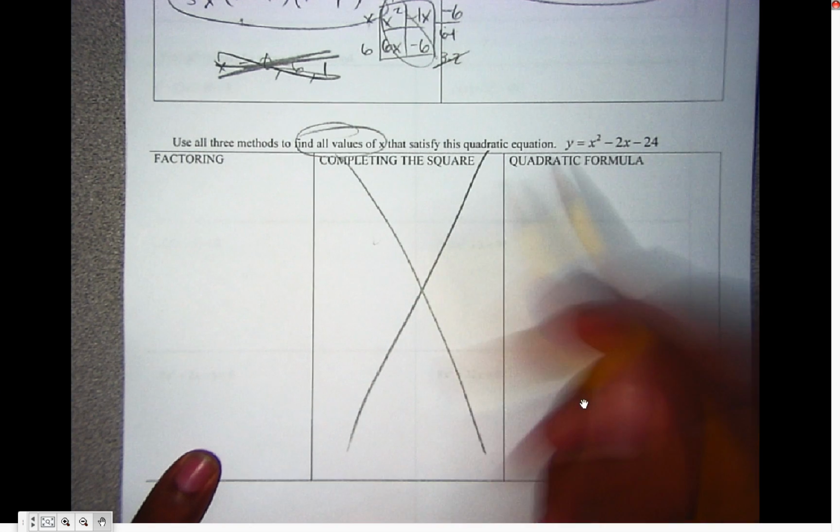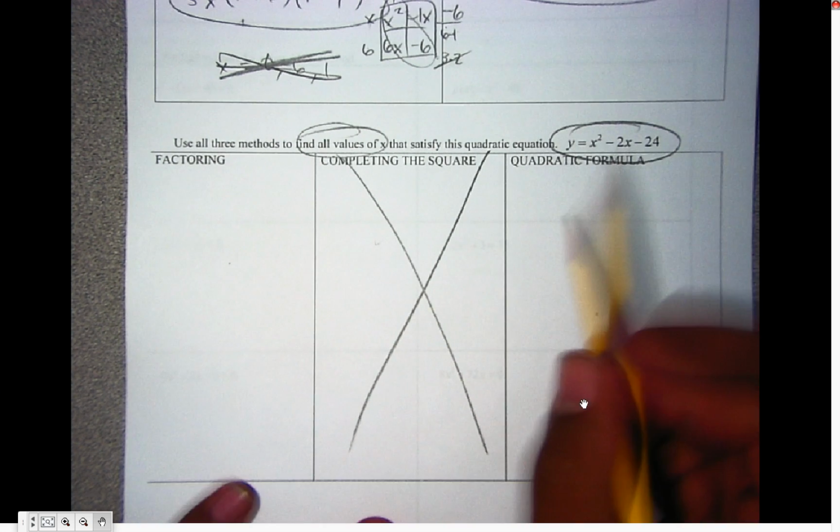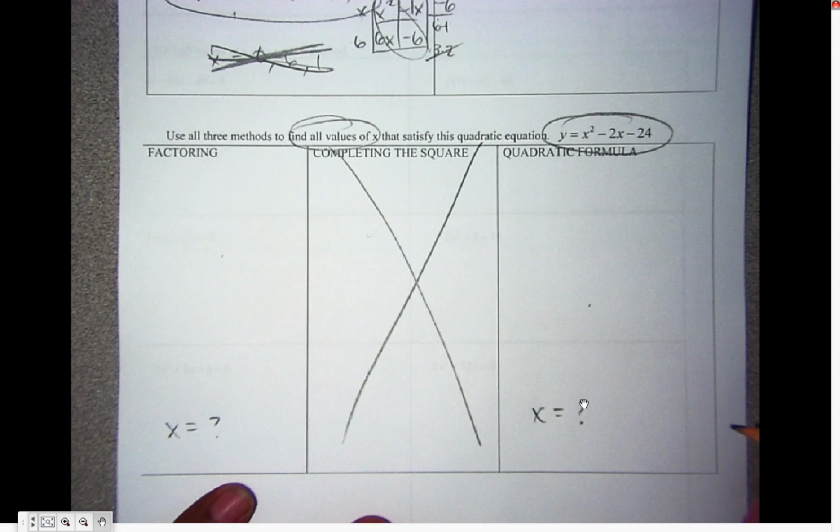Okay, so down here, you're not going to need to do this. We don't need to complete the square. We're just going to do factor and quadratic formula. So we use this problem. Okay, we're going to find x. So at the end of this one, I need to find what's the answer. Okay, what is x equal to?